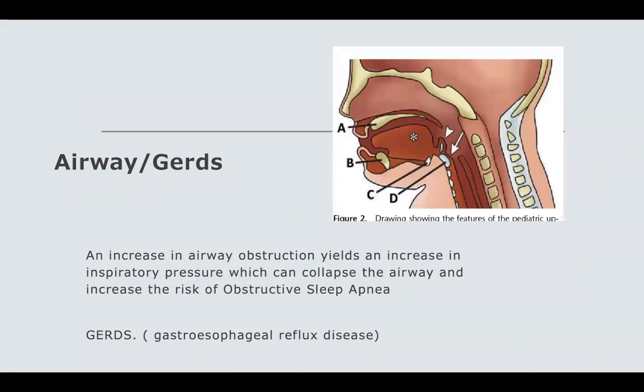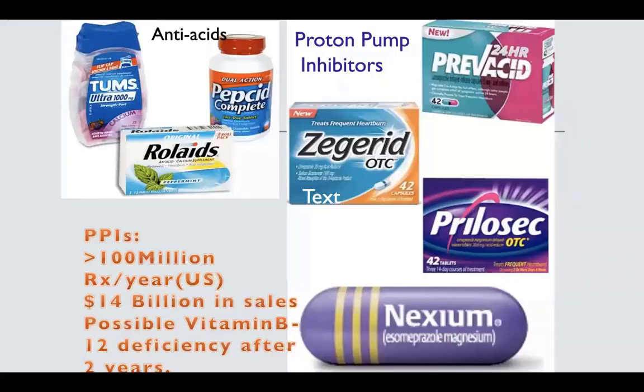This increase of pressure, as I said, causes the negative pressure. Up comes the acid. It affects the teeth, the gums, the throat, and everything else. So there's a close relationship between obstructive sleep apnea and GERD.